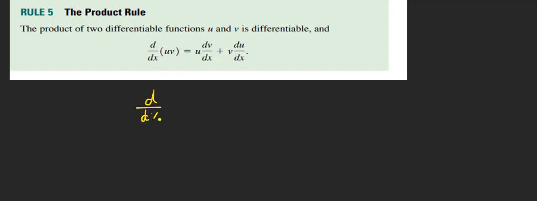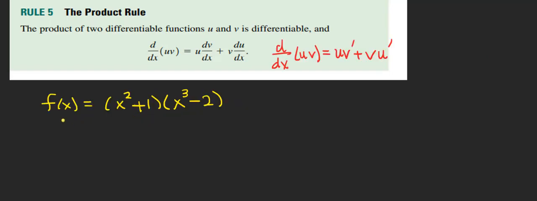Derivative of uv is u times v prime plus v times u prime. So let's say you have f of x equals quantity x squared plus 1 times the quantity x cubed minus 2. So you could say this is u, and you could call that v. These two functions are connected by multiplication.